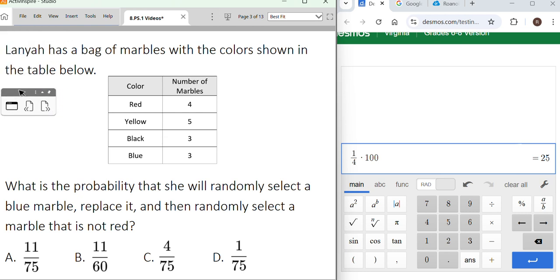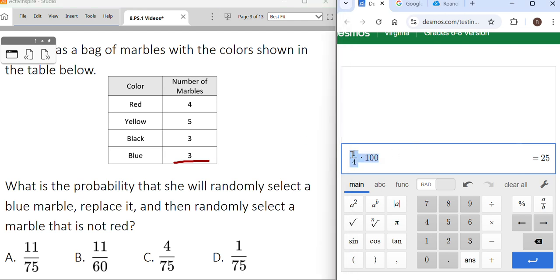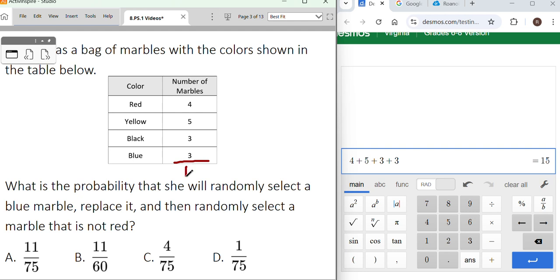Now we're going to start here. Lanaya has a bag of marbles with the colors shown in the table below. Well, first of all, I'm going to start by adding all these numbers up. Now, I don't have to, but I'm going to go ahead and use my calculator just because I do not want to make a mistake that causes me to get a problem wrong. So 4 plus 5 plus 3 plus 3 tells me that we have 15 total marbles that we're starting with.